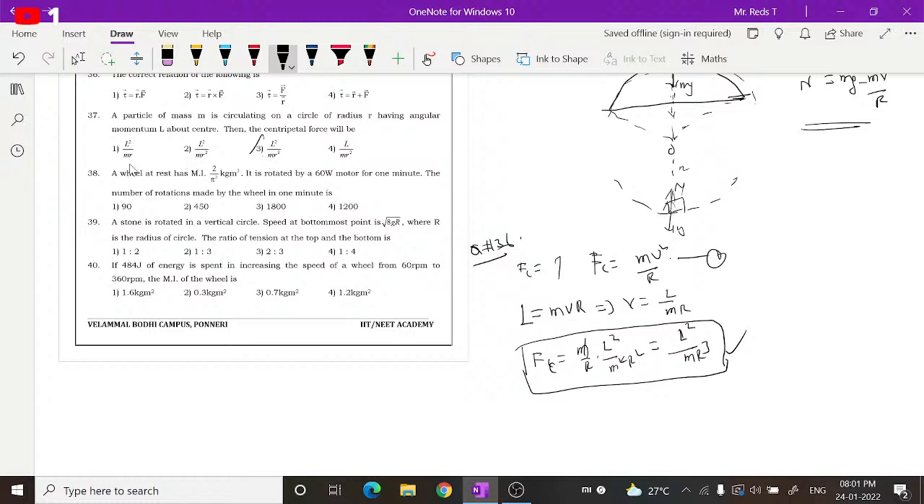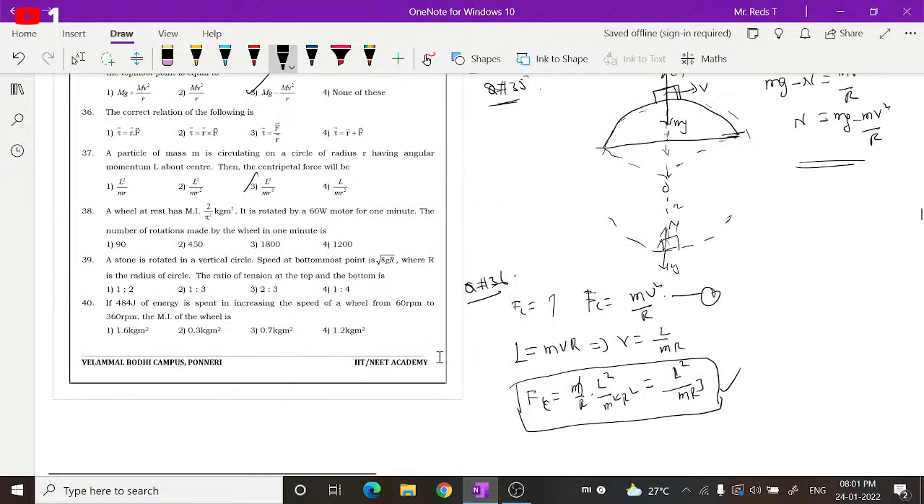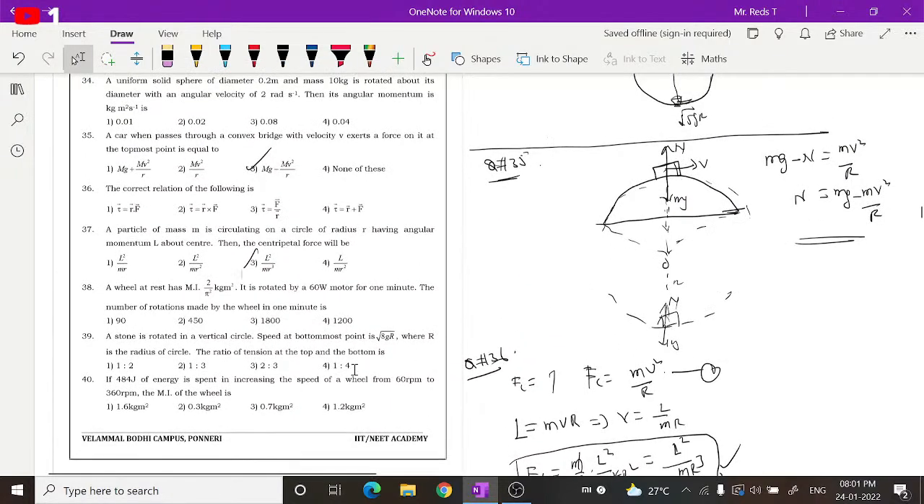So the answer is L square by m r cube. That's it. This is how we have to relate. You need to just play with the expressions. That's it. Next, question number 39.